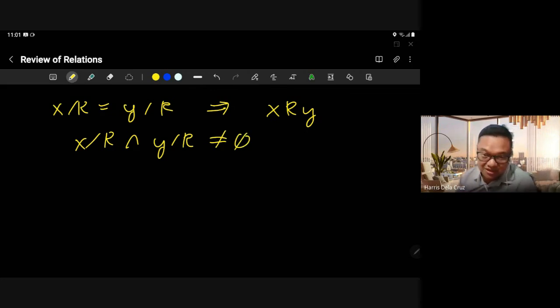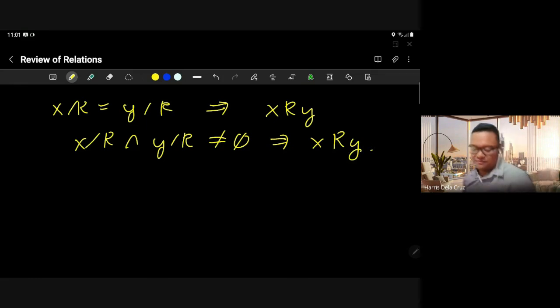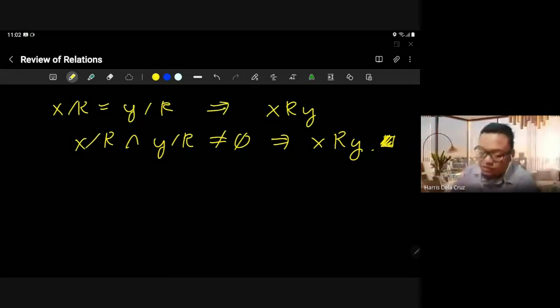Kasi equal eh. Tama? Edi kung hindi sila empty, by the second property, ano ibig sabihin? Edi x is related to y. Okay? Ganyan lang. Kailangan lang natin i-consider yung other implication. So therefore, the three properties hold. And as we see in the example, it is indeed true, di ba? Okay.